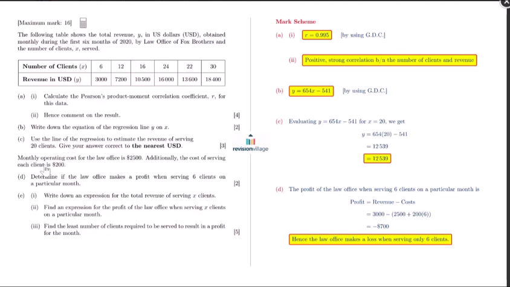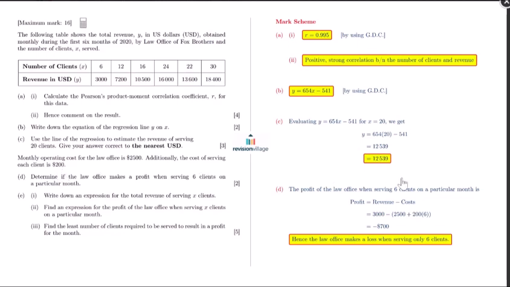Now we are also told that the monthly operating cost for the law office is $2,500. That'd be things like the rent on the office, electricity, printing costs, other sort of fixed costs like that. And additionally, the cost of serving each client is $200. That's actually the lawyer's time, the time that they spent. Obviously, you need to pay the lawyer's salary, and that per client cost is $200.